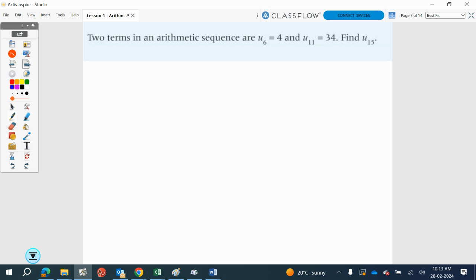Have a go at this problem, see if you can solve it.